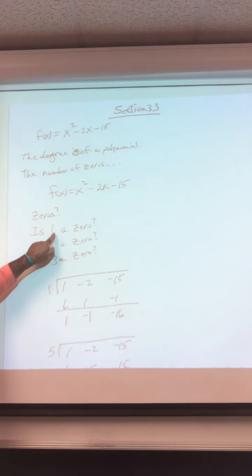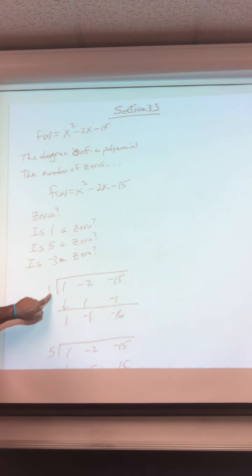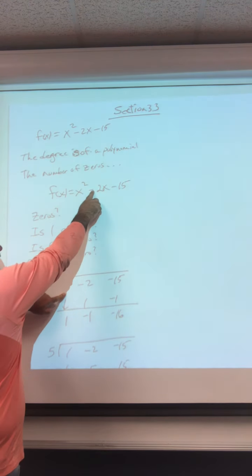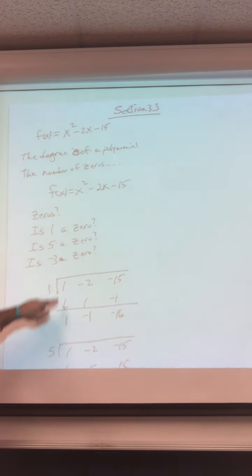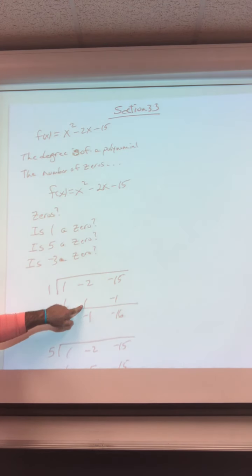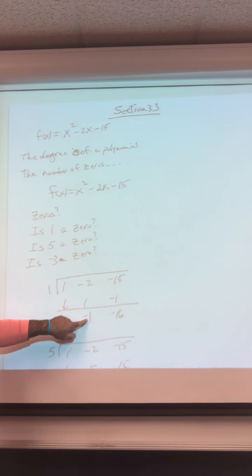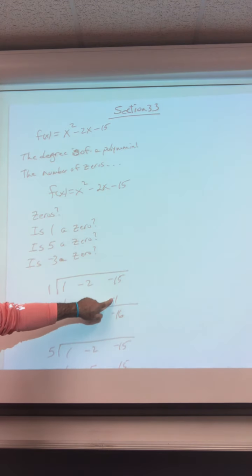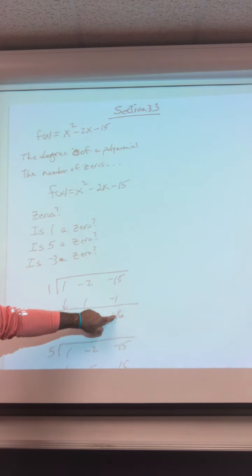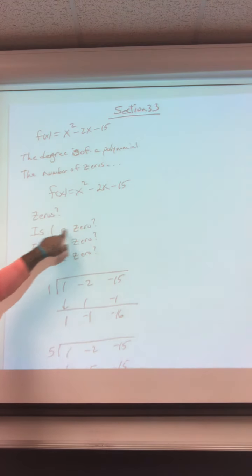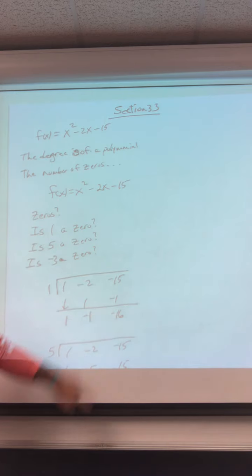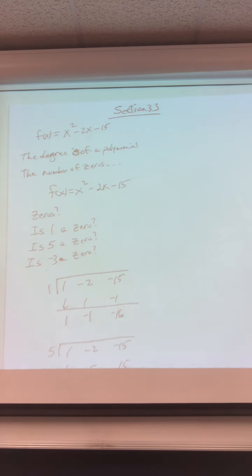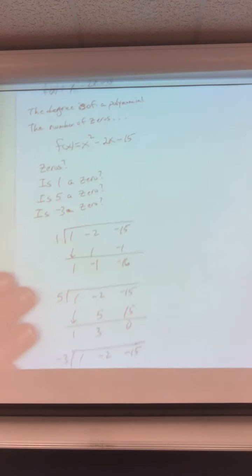So, how do I determine if 1 is a zero? You do synthetic division with 1 on this polynomial. 1, -2, -15. There's no skipped powers. Bring down the 1. 1 times 1 is 1. -2 plus 1 is -1. 1 times -1 is -1. -15 minus 1 is -16. So is 1 a zero? No, because the remainder is not 0. Okay, what's the next one I'm testing? 5.